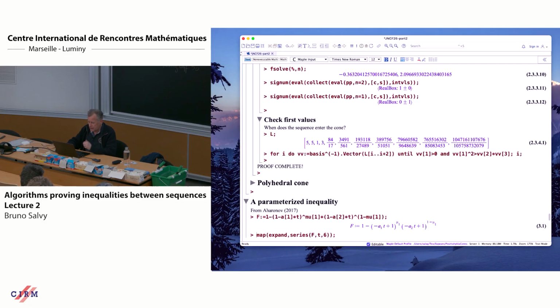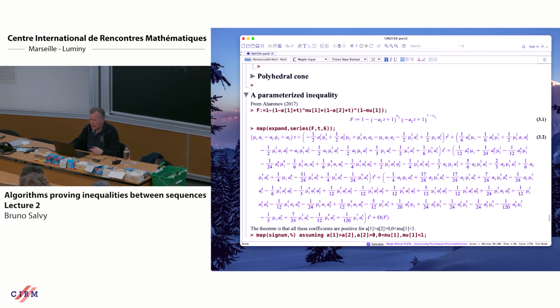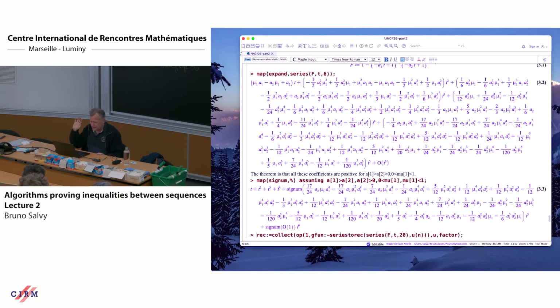So you take this function, and in the theorem by Aharonov, A1 is positive, larger than A2, which is positive. And mu1 is between 0 and 1. You expand this as a power series, and the theorem states that all these coefficients are positive under these conditions. You can ask Maple about the sign under these conditions, and it can do it.